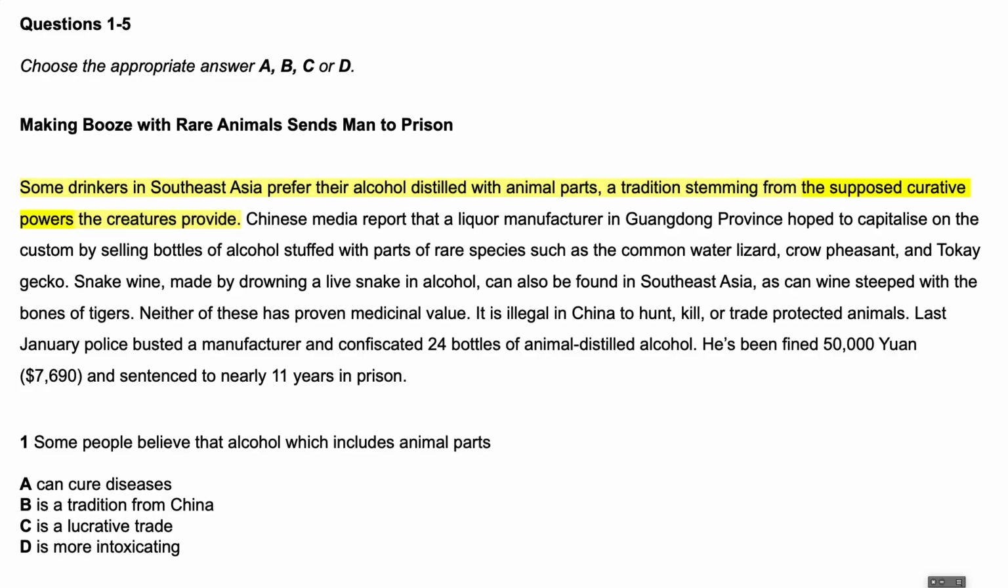And if you look even more closely at this sentence here, you can see this phrase, the supposed curative powers. Take a look at that word curative. What is the base word of that word there? It would be the word cure, right? So we can see a different form. That's an adjective, an adjectival form there. So hopefully you got the correct answer, which is A. Some people believe that alcohol, which includes animal parts, can cure diseases.